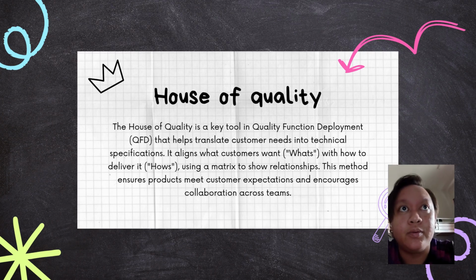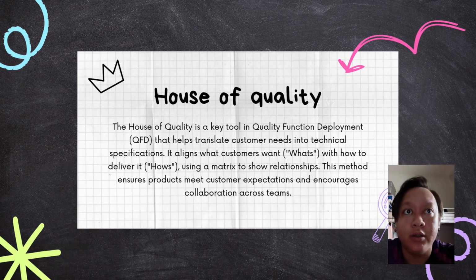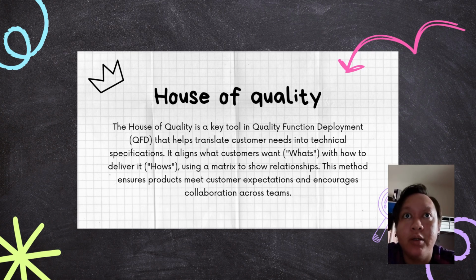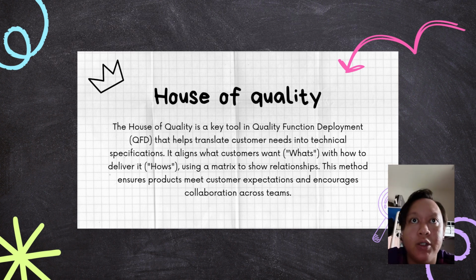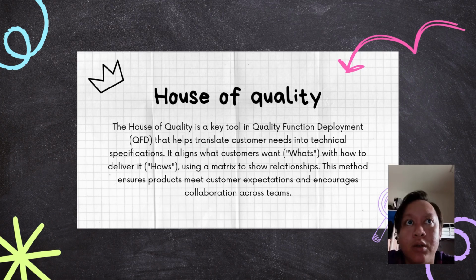The house of quality is a key part of quality function deployment that helps translate customer needs into technical specifications. It also aligns what the customer wants with how to deliver it, using a matrix to show relationships. This method ensures the product meets customer expectations and encourages collaboration across teams.